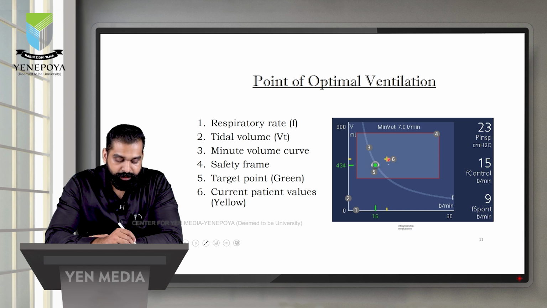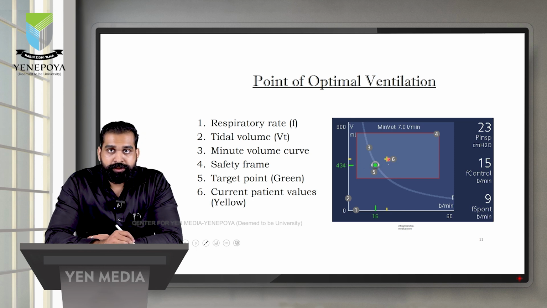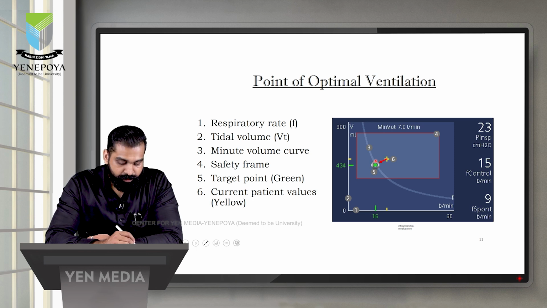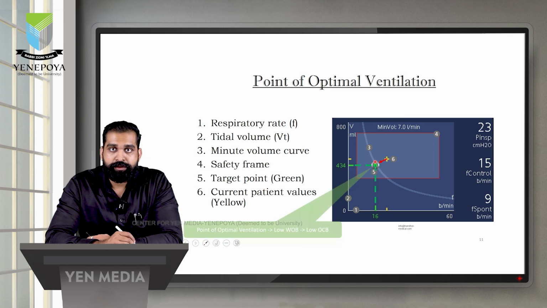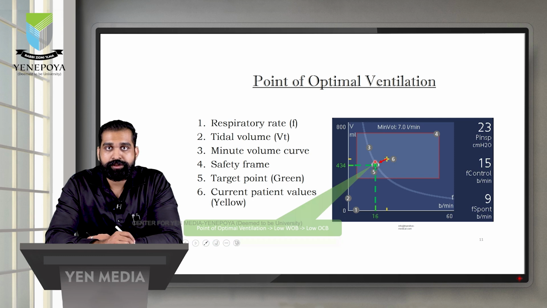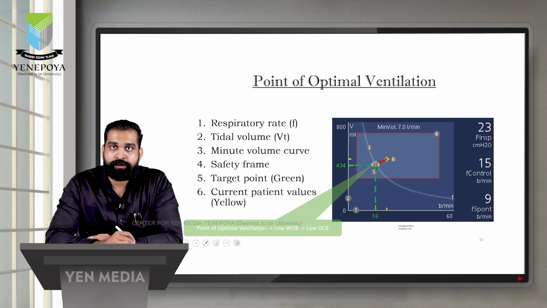Now if the patient keeps breathing at this point, the patient has slightly higher work of breathing. So the ventilator is trying to guide the patient's respiratory rate and tidal volume to this point, where it matches a respiratory rate of 16 and a tidal volume of 434. Once the patient's minute ventilation matches this point, the patient is said to be optimally ventilated. At this point of optimal ventilation, the work of breathing is at its lowest, as I had mentioned, and the oxygen cost of breathing will also be at its lowest.